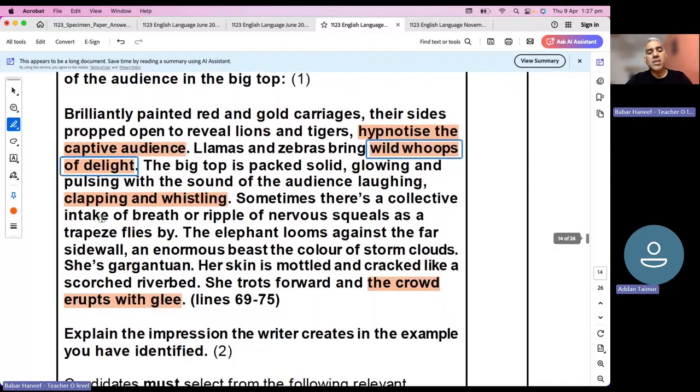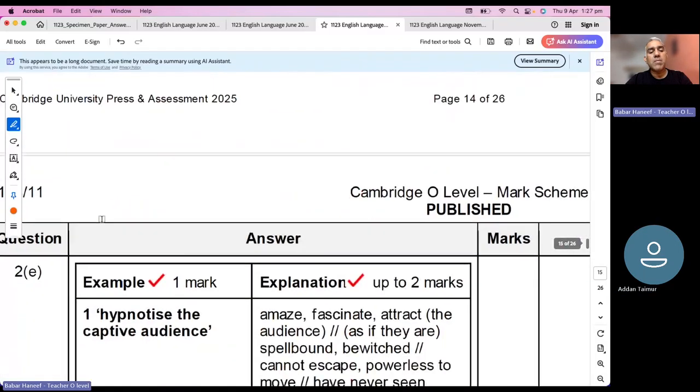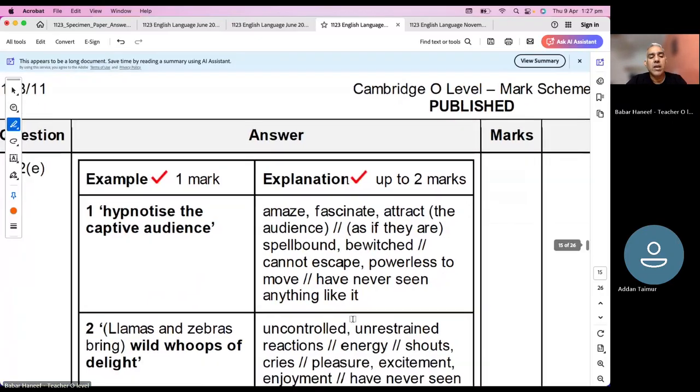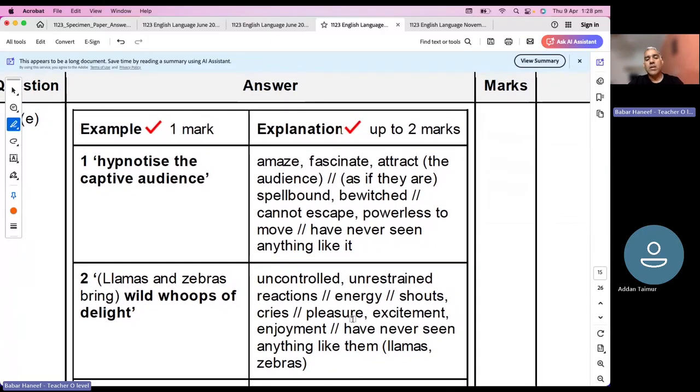And you can see there are different explanations for it. Hypnotize a captive audience, like you said, amaze, fascinate the audience. They were spellbound. They couldn't find any escape. They were powerless to move, or they had never seen anything like this. And again, the wild whoops of delight. Energy was high. They were enjoying it. They had not seen anything like this. They were completely uncontrolled, because wild has to do with uncontrolled. So this is the kind of explanation you have to give for this kind of question in the paper.